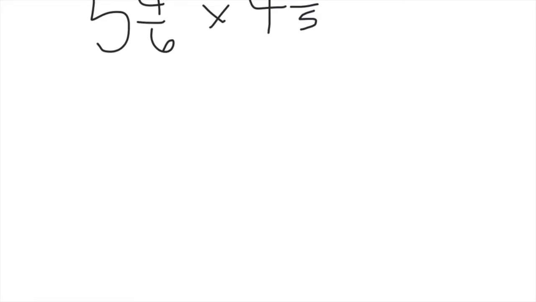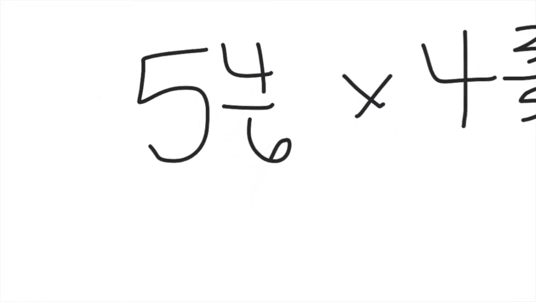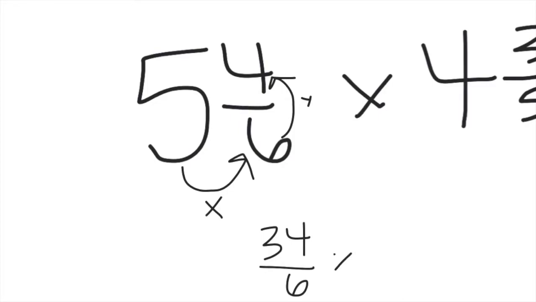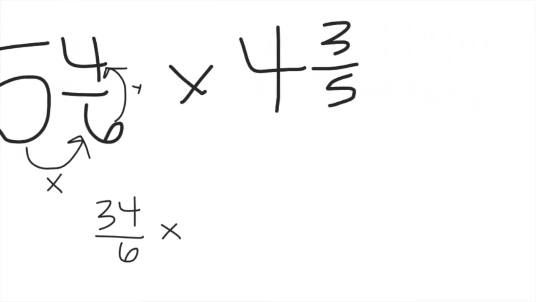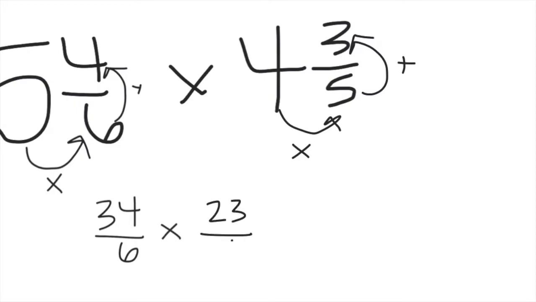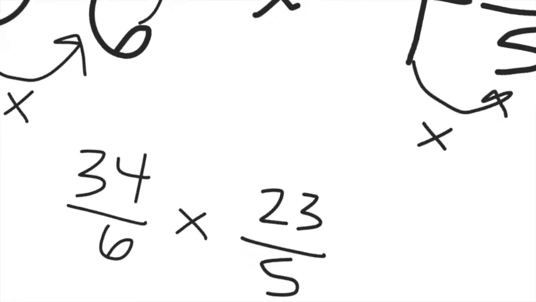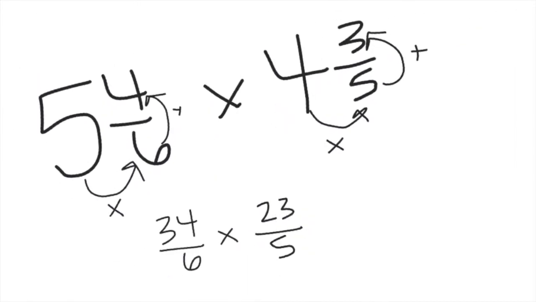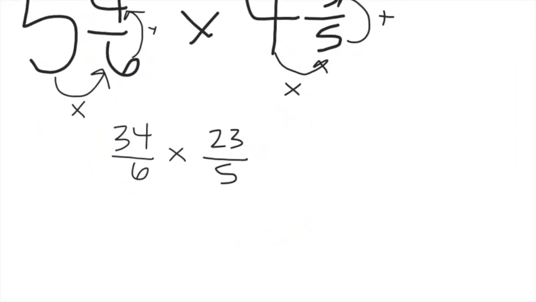The second strategy you could use would be turning your mixed numbers into improper fractions. So the way I would do that is I would do 5 times 6 is 30 plus 4 is 34. So that would give me 34/6 times. Now I would go over here and do 4 times 5 is 20. Plus 3 more is 23, so it'd be 23/5. And then I can use this as my new problem to solve instead of using the mixed numbers.